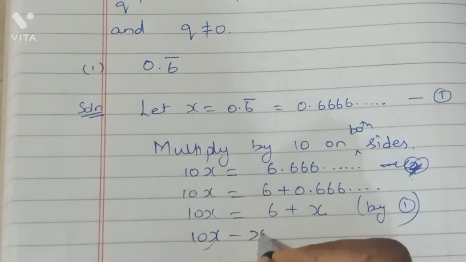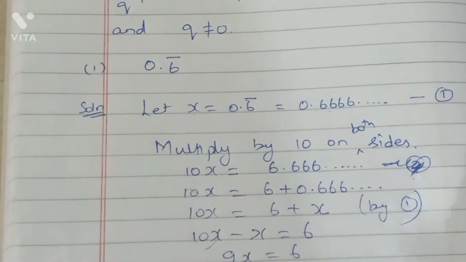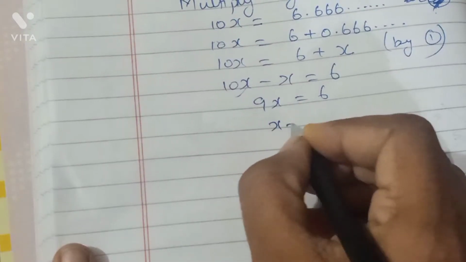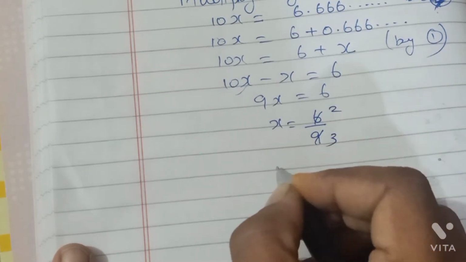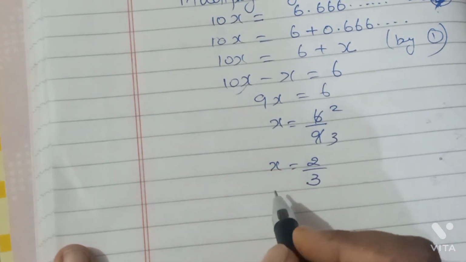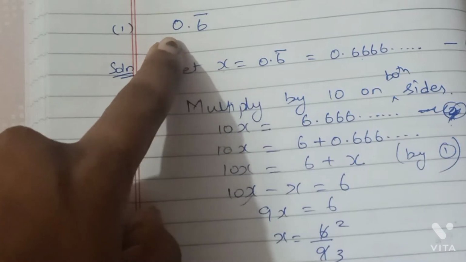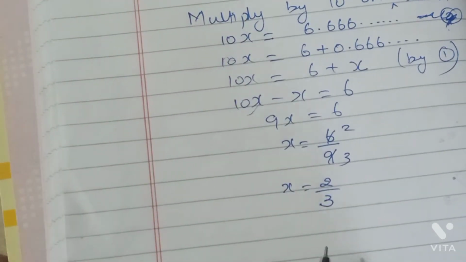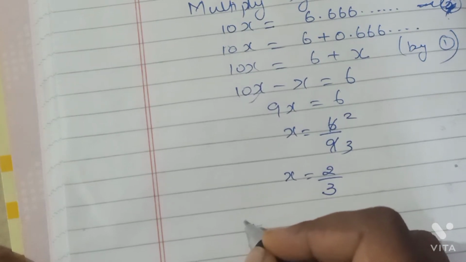So what happens? 10x minus x is equal to 6. 10x minus x gives us 9x equal to 6. So x is equal to 6 divided by 9. 3 2s are 6, 3 3s are 9. So x is equal to 2 divided by 3. Therefore the 0.6 bar is represented in the form of P by Q.